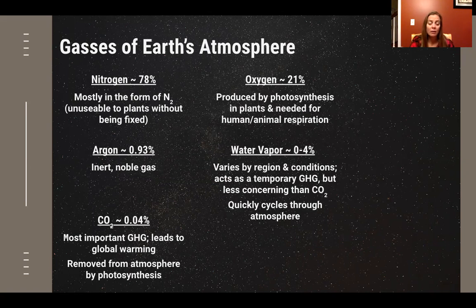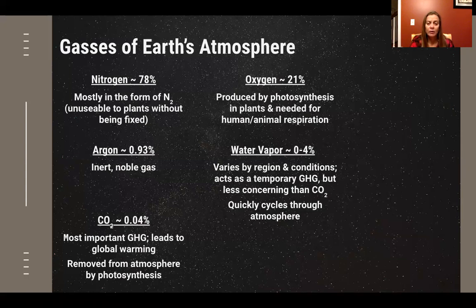Obviously, the largest content by far in the Earth's atmosphere is nitrogen, and that's about 78% of the Earth's atmosphere. And that's in the elemental form, so that's the N2 molecule. And we remember from learning about the nitrogen cycle that this is unusable to plants unless it is fixed. So unless it goes through all of those processes of nitrification and is then available to plants.